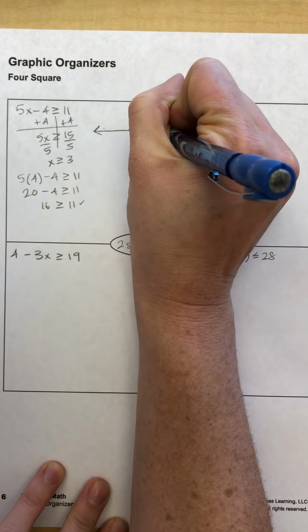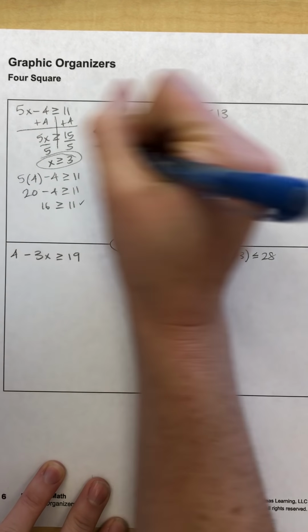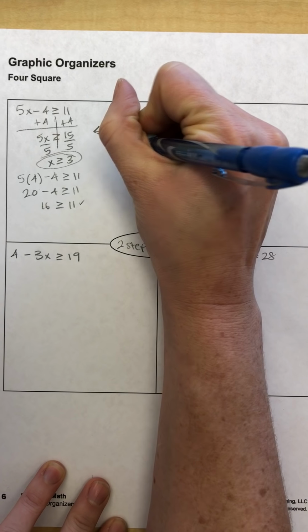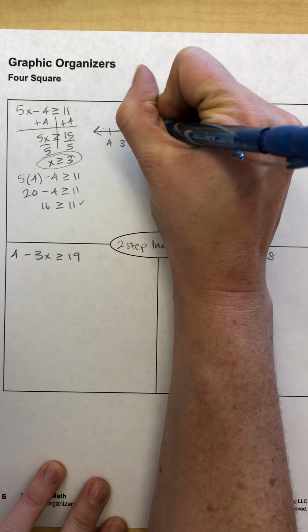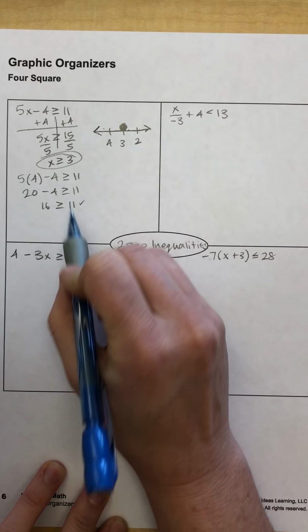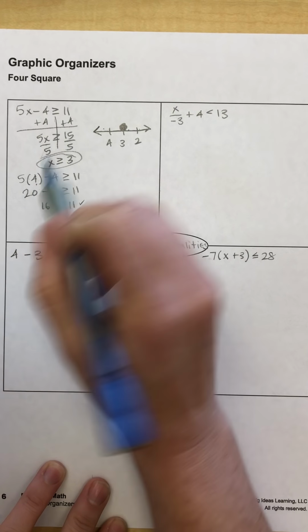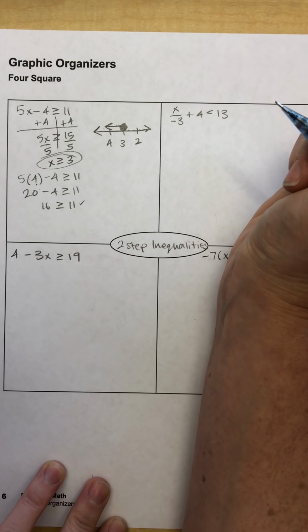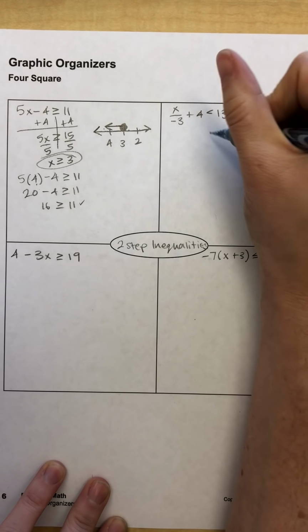So then I can do my graph. So remember what I'm graphing is this. So I'm going to put my 3 in the middle, a 2 and a 4. It's going to be a closed circle at 3, and I'm going to want to go towards 4 because I know I want to include that in my solution. So that's all you have to do for that one.